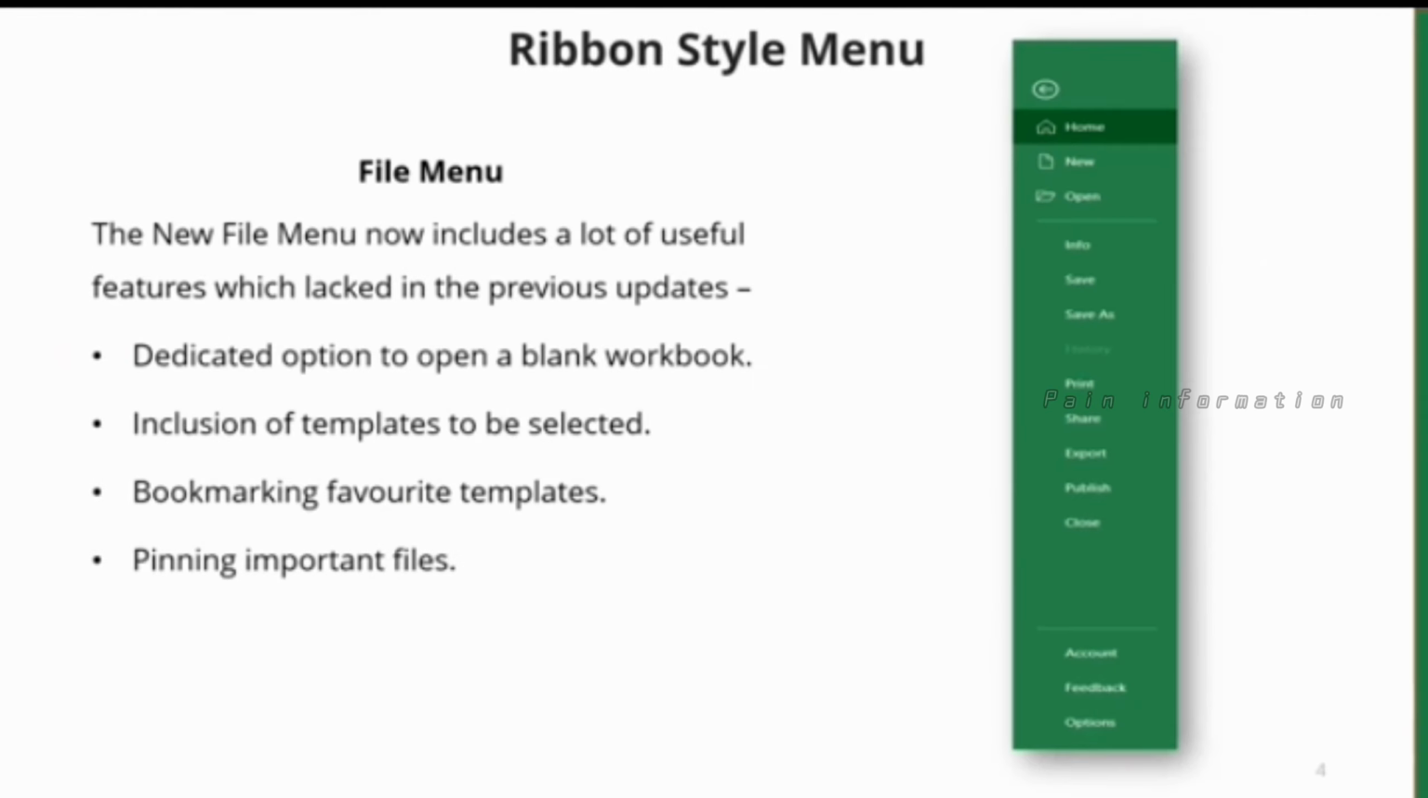Now, what is the file ribbon menu? It includes a lot of useful features. For example, opening a blank workbook, templates, bookmarking favorite templates, and pinning important files. Now, the place where we are looking for the recent documents and pinning the documents and also accessing a template is the file menu. So let's go back to Microsoft Excel and see what else is there.